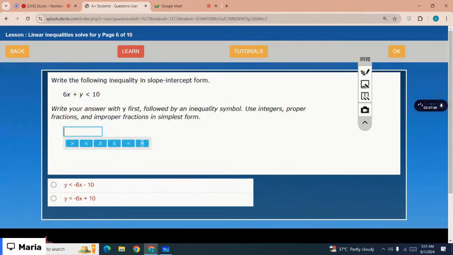Write the following inequality in slope intercept form. 6x plus y is less than 10. So which is the correct option? That is y is less than negative 6x plus 10. Option number 2 is the correct option.